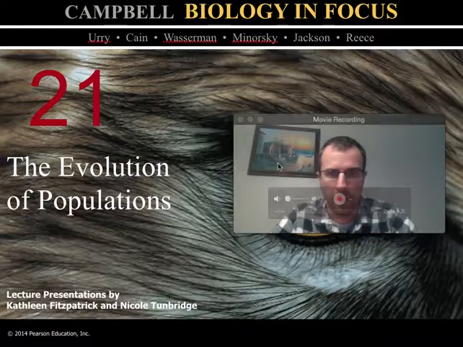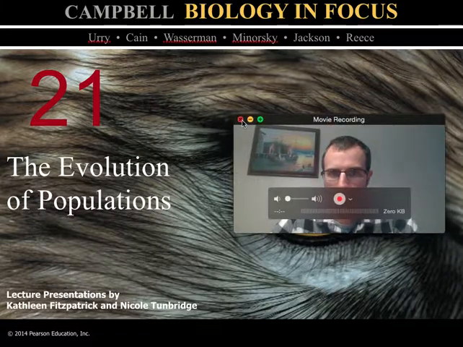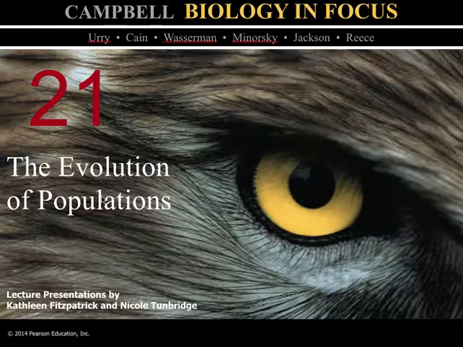So this is an overview of your readings for Chapter 21. This is the evolution of populations. It's going to cover genetic drift, natural selection, Hardy-Weinberg, and gene flow. Because there's a lot of words and diagrams, I'm going to get rid of the video feed for this episode just to have a better view for you guys.